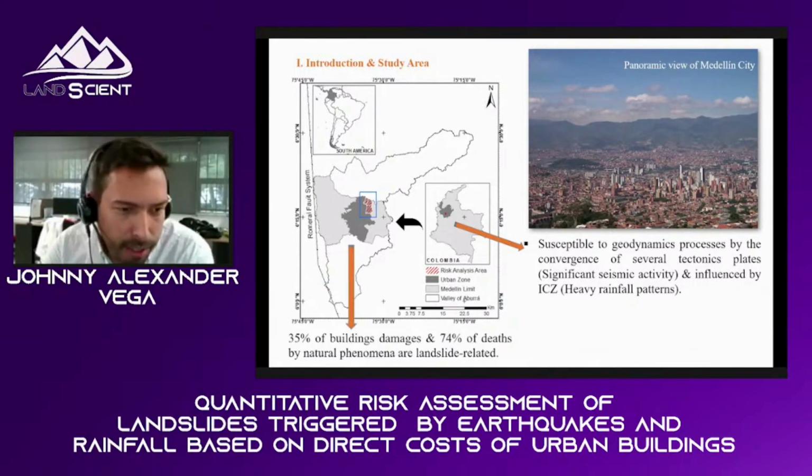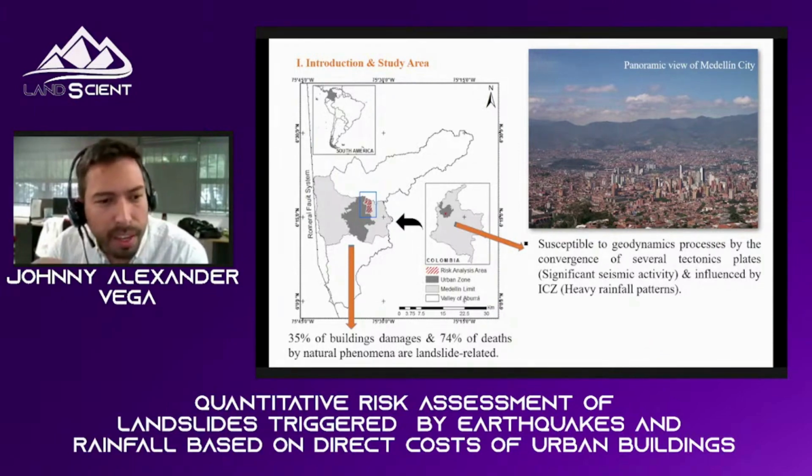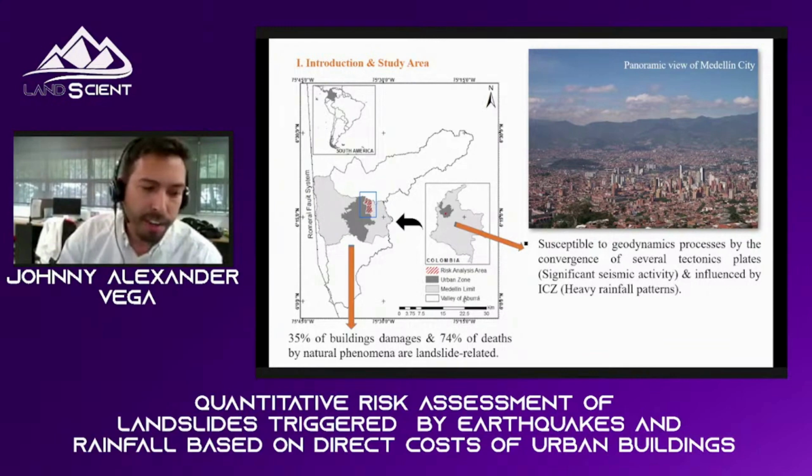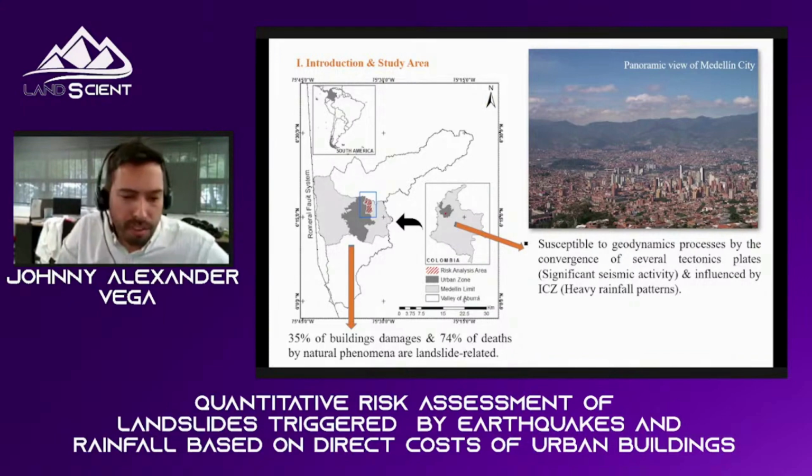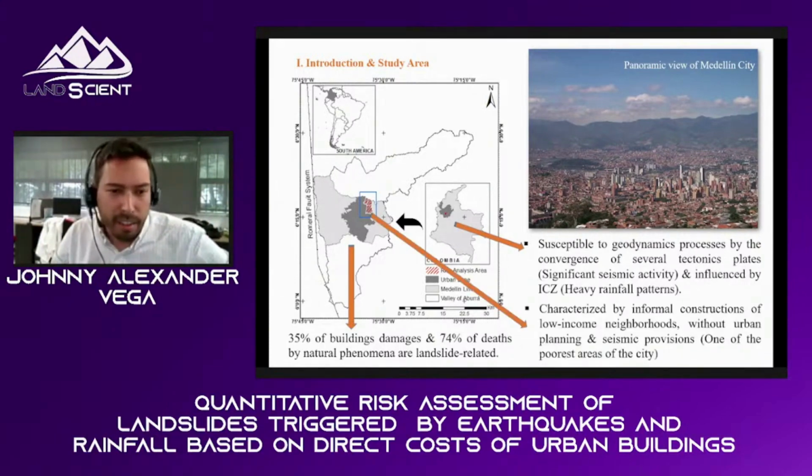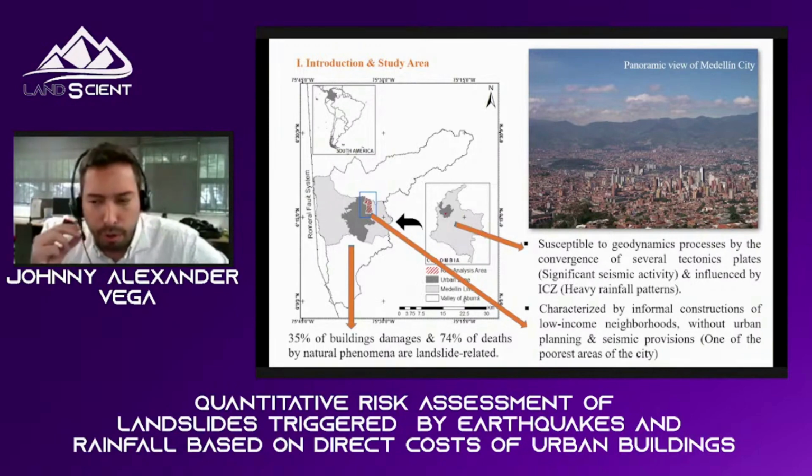Medellin is the center of the metropolitan area called Valle de Aburrá, and the risk analysis area is the northeastern zone of the city, where 35% of building damage and 74% of deaths by natural phenomena are landslide related. This zone is characterized by informal construction of low-income neighborhoods without urban planning and seismic provisions. It is one of the poorest areas of the city.